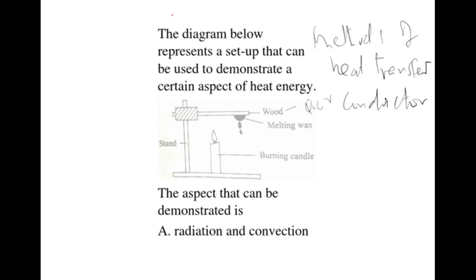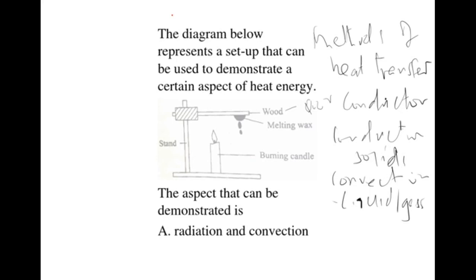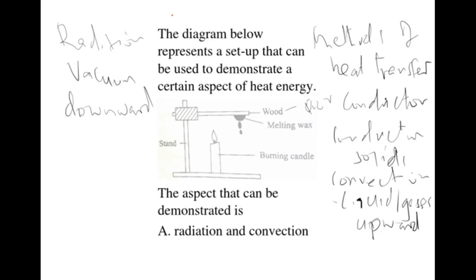Therefore, looking at the methods of heat transfer, we have conduction, which takes place in solids, where we have good conductors and poor conductors, and wood is one of the poor conductors. Then we have convection. Convection takes place in liquids and gases, and it takes place upward only. Then we have radiation, which is a method of heat transfer in vacuums, and this one takes place downwards and sideways.